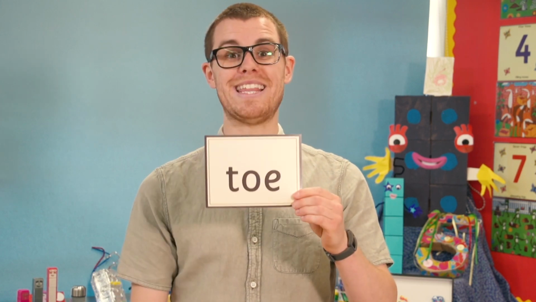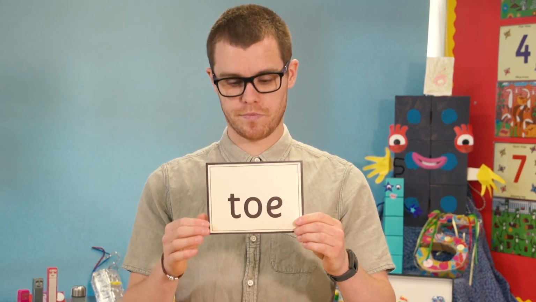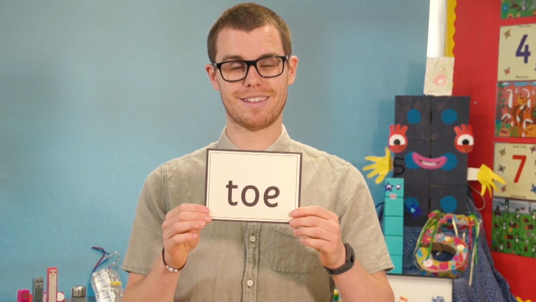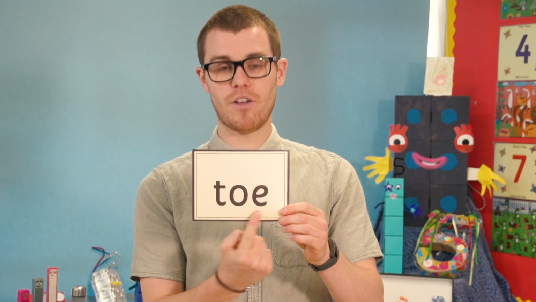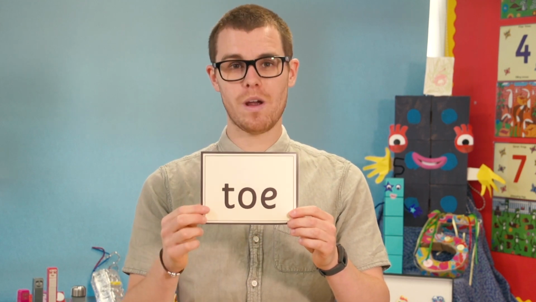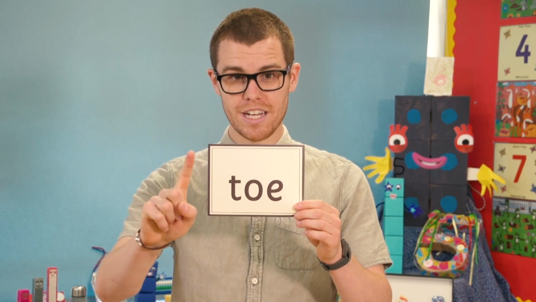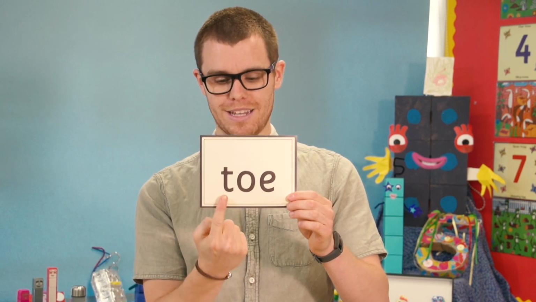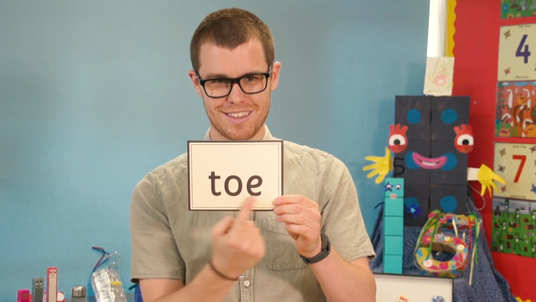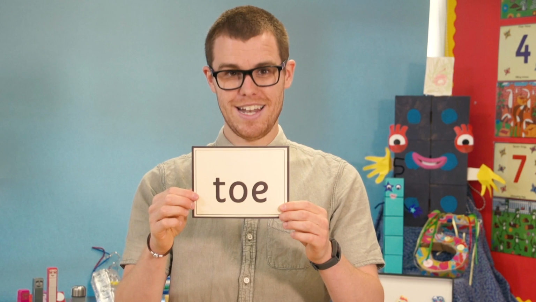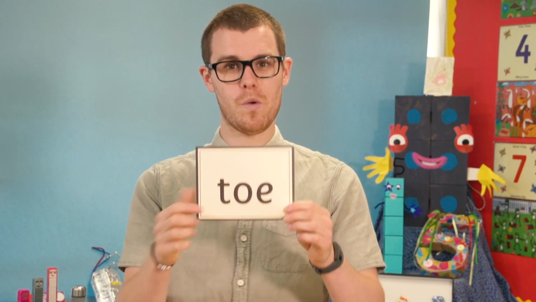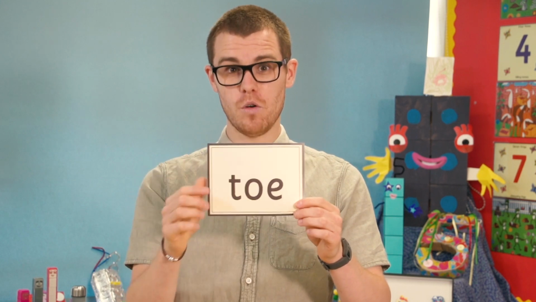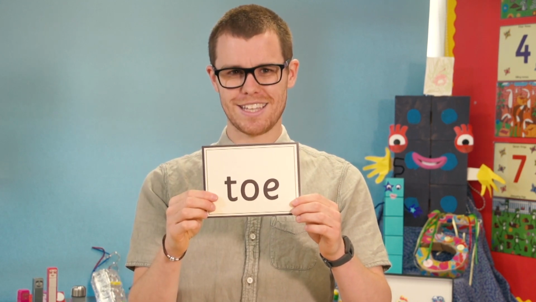Can you spot the grapheme that says O in this word? That's right. This digraph at the end says O. Ready to read? Off you go. Let's read together. T-O, toe. You have toes at the end of your feet.